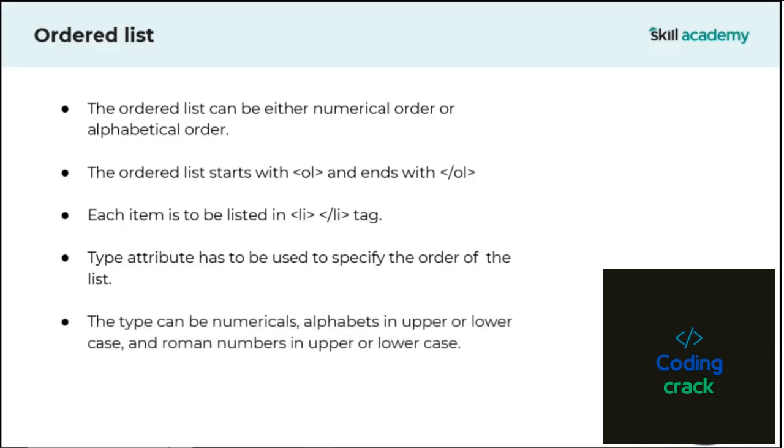The type can be numerical, alphabets in upper or lower case, and Roman numbers in upper or lower case. One by one I will be showing it to you practically how we can use ordered list and what are the different types of attribute we can use in the ol tag. But the default value of your ol tag will be 1. Always remember, if you are going to use only the ol tag, suppose you are not using any kind of attribute, then your default value will be 1. So guys, the default value for type is 1, which denotes numerical.